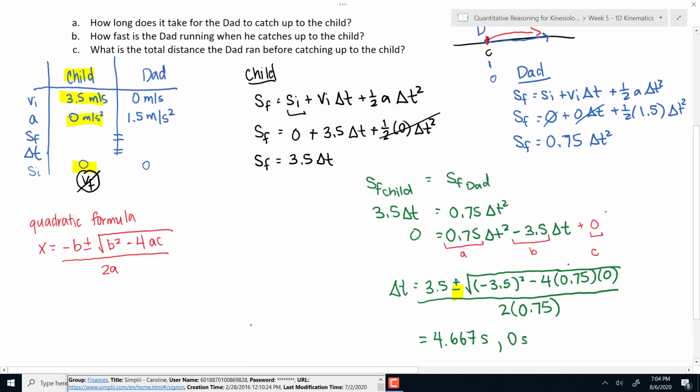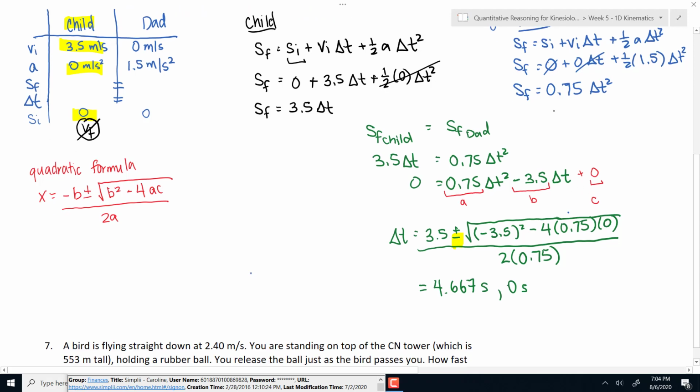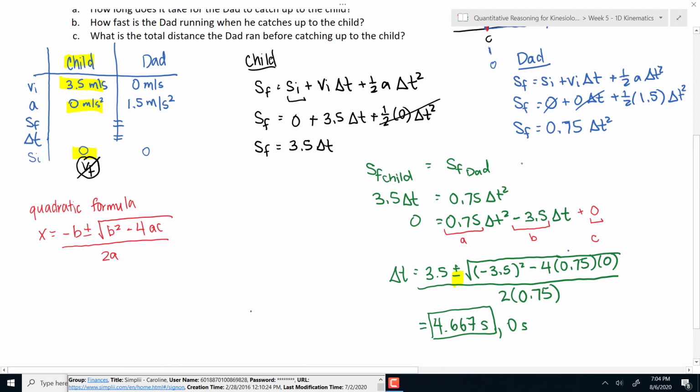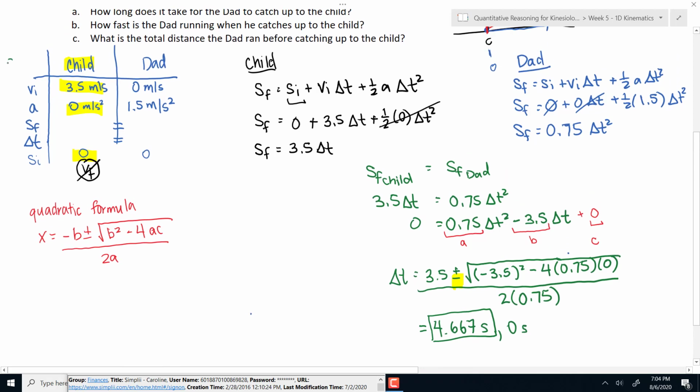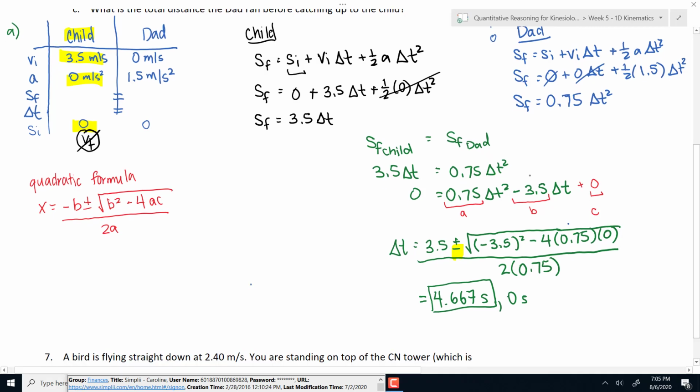The question's asking how long does it take the dad to catch up to the child? So the answer then is 4.667 seconds. That's how long it takes for the dad to catch up to the child. Okay, so that's part A. All of that was part A. So let's move on to part B. How fast is the dad running when he catches up to the child?